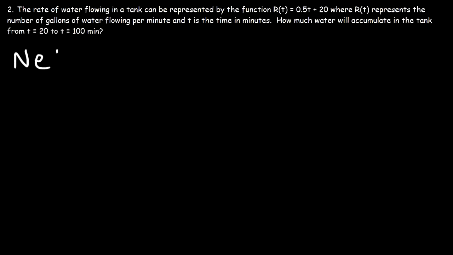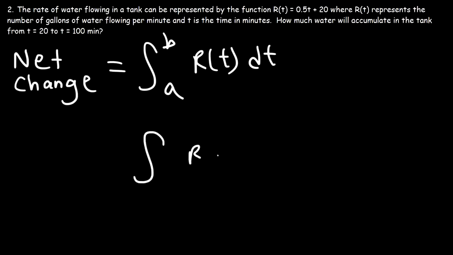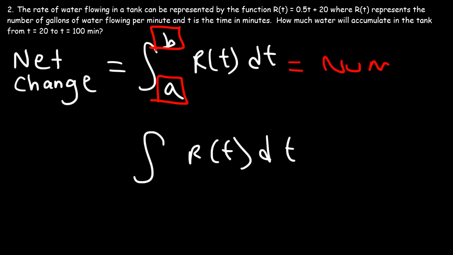Now we can calculate the net change in the volume of water using a definite integral from a to b of the function R of t dt. The difference between a definite integral and an indefinite integral is that a definite integral has the lower limit and the upper limit, and it gives you a number. Whereas the indefinite integral, which is on the bottom, gives you a function. It doesn't give you a number. So make sure you understand that key difference between definite integrals and indefinite integrals.